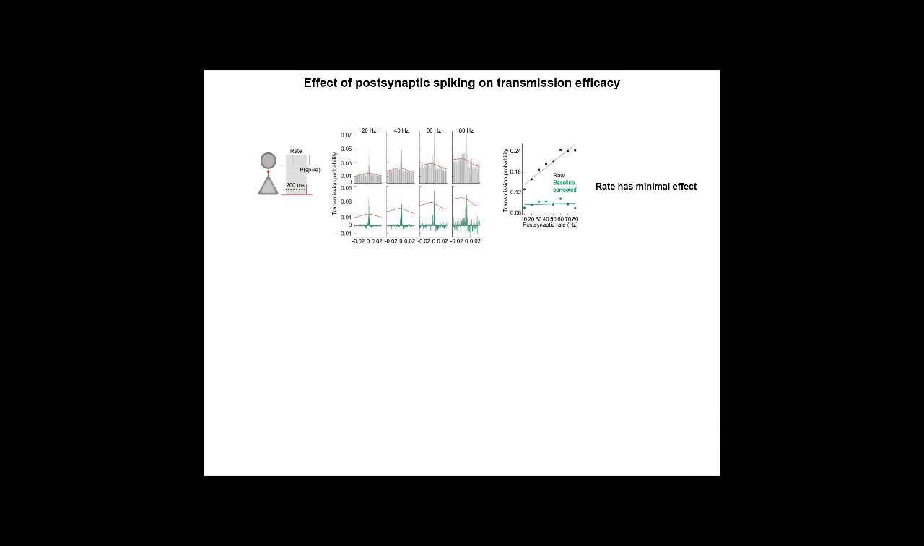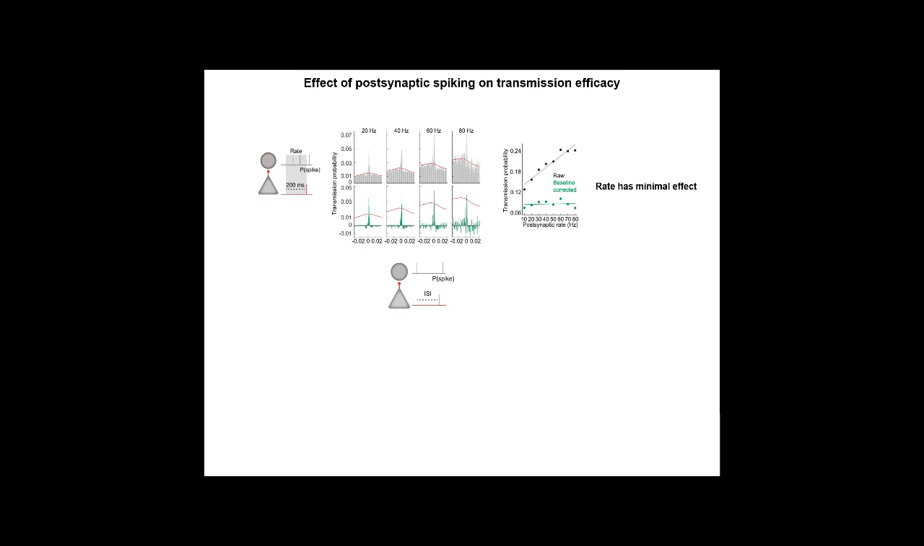And on the right, you can see that after you remove this baseline, which doesn't have to do with a single pyramidal cell, the rate of the postsynaptic cell actually doesn't matter. But it turns out what really matters is the timing. And so now we're going to assay if you're a pyramidal cell spike, does it matter?